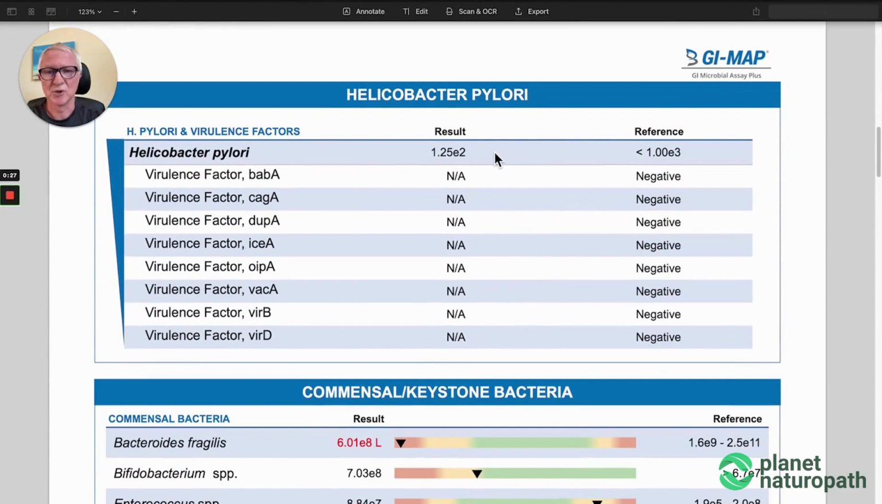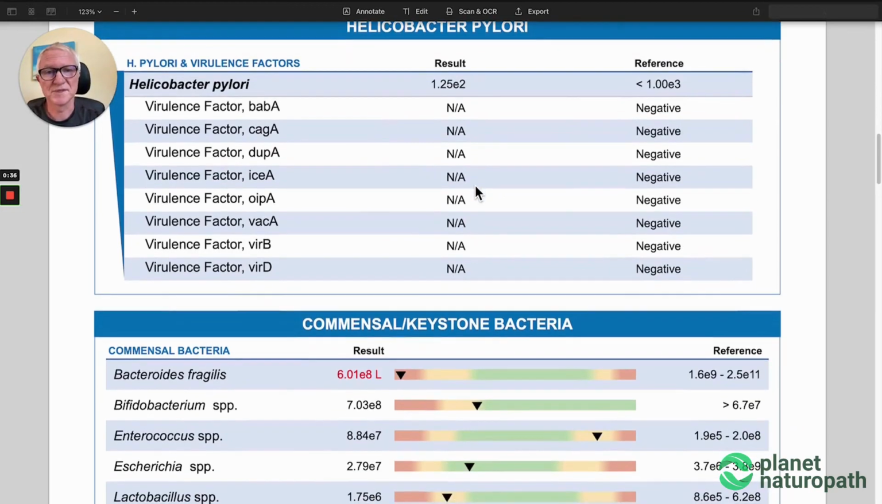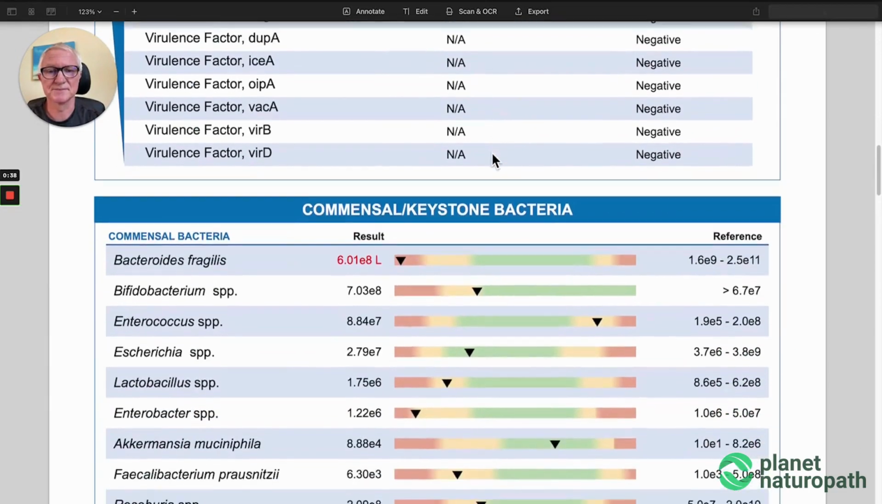The test looks at Helicobacter pylori. These levels are low. It's common to have H. pylori. It's only really a problem if the levels are high, the virulence factors are positive, or if someone has lots of the H. pylori symptoms.